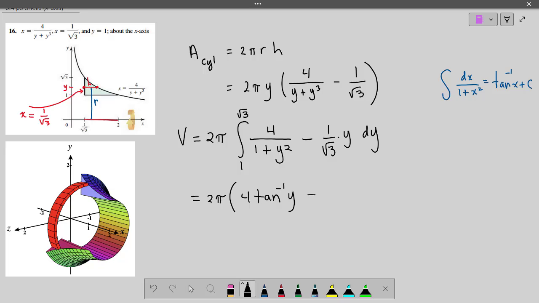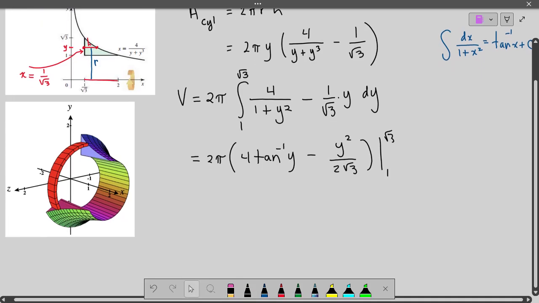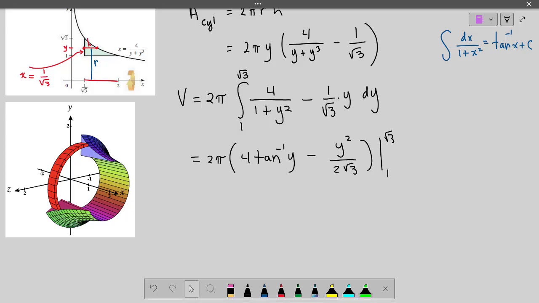Minus, here we do the y squared over 2 thing. And the 2 gets multiplied by the root 3. And we're going to go from 1 to root 3. So we have that. Unfortunately, both limits of integration contribute to volume here. And we have to remember a little bit of our trig again. So, 4 arctangent of root 3.